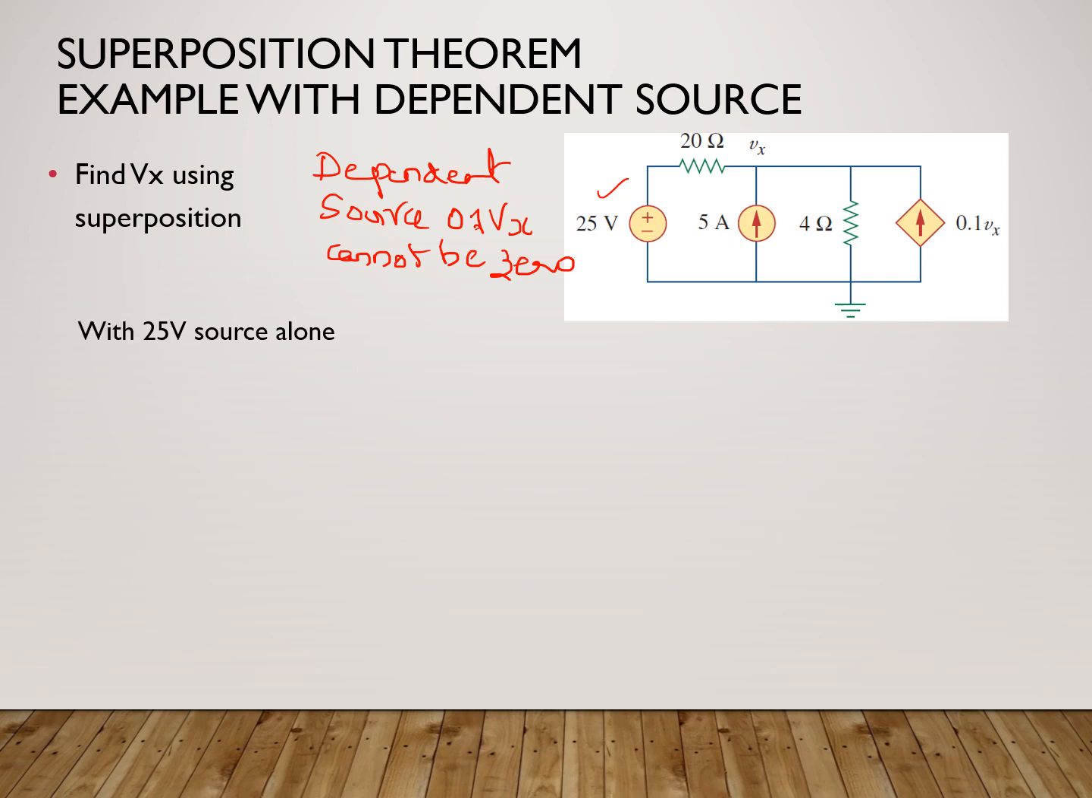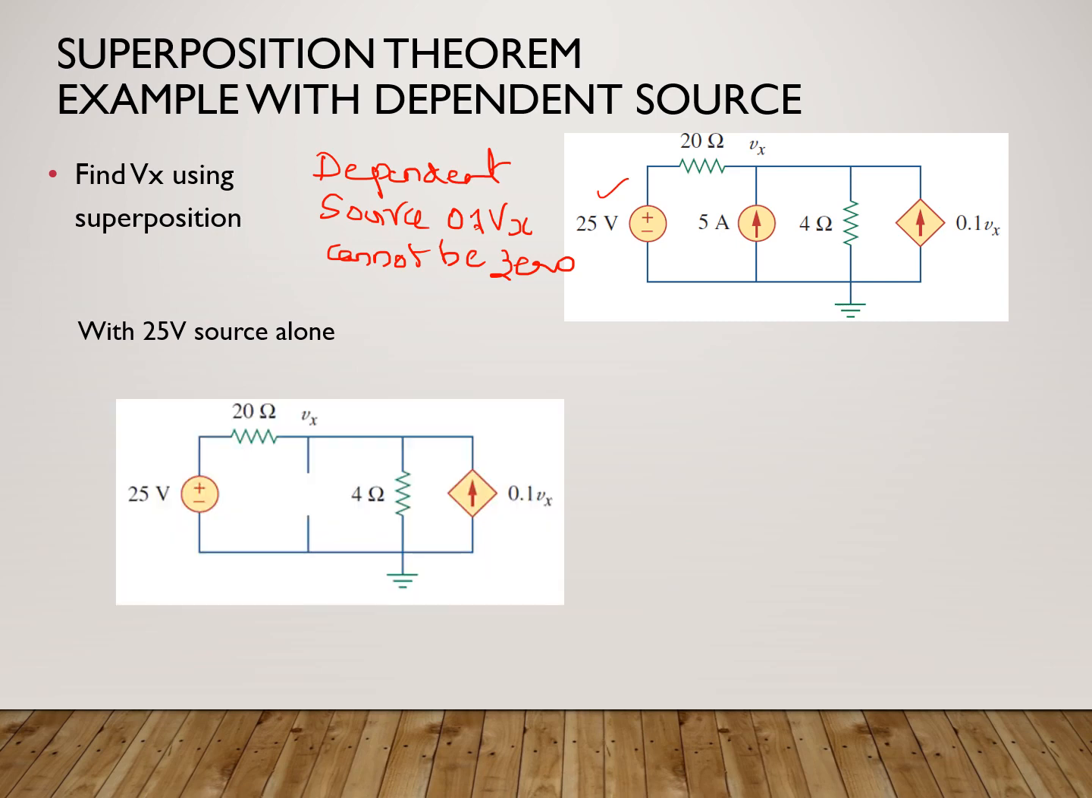With the 25 volt source acting alone, what do we do with the 5 ampere source? Again, it is made an open circuit, and we end up with this, right? Here we can see that the 5 ampere source has been made equal to 0, and this is our circuit. What are we supposed to find out? We are supposed to find this voltage Vx. Now this is open circuited.